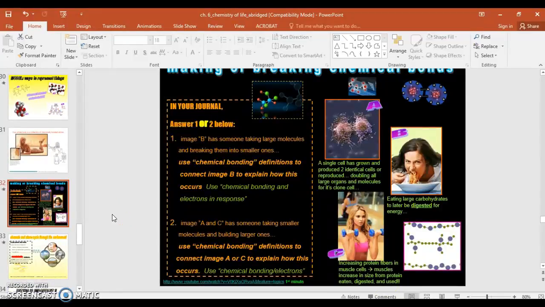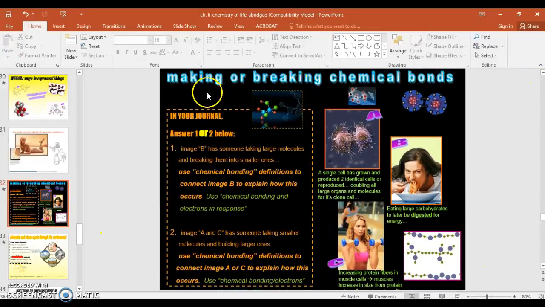All right, in this situation here, let me just adjust the view. Here we go. So, making or breaking chemical bonds. The idea is the body can build molecules from individual atoms, or it can break large molecular structures down to smaller molecules or individual atoms. Our bodies can do this. They can create chemical reactions that connect or build bonds or break them down.